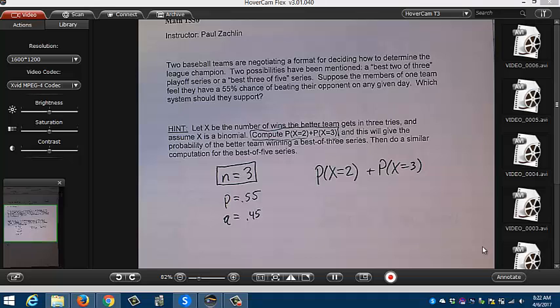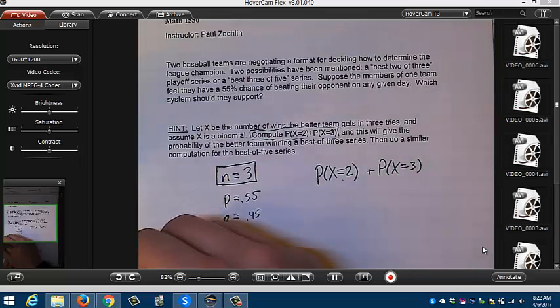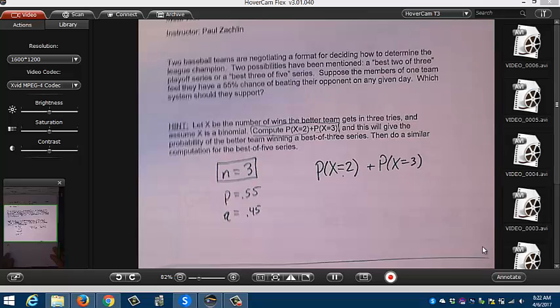So basically, what are the 4 possibilities? X equals 0, x equals 1, x equals 2, or x equals 3. And what we want, for the best of 3, is to compute this probability and that probability and add them together. Are you with me on that?